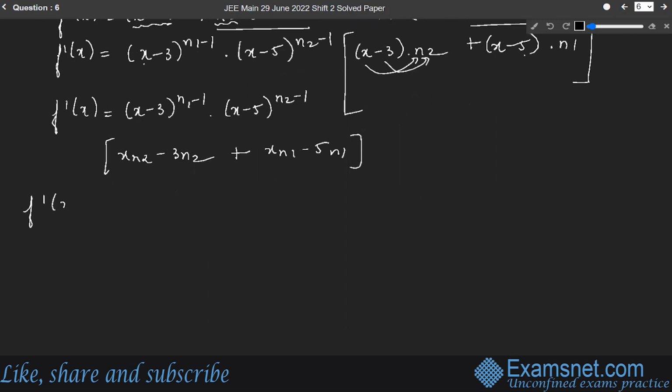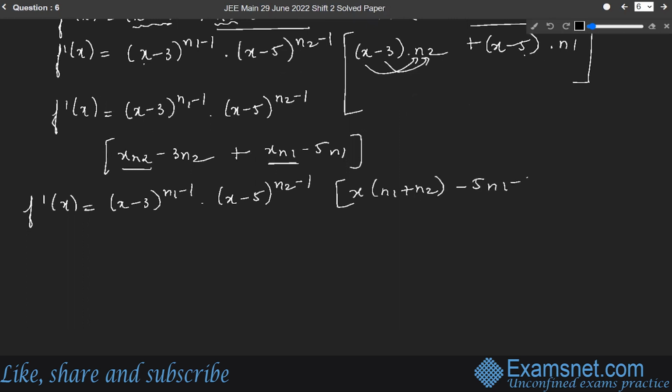So f dash x will be equal to (x minus 3) power (n1 minus 1) into (x minus 5) power (n2 minus 1). Again, in multiplication, you can see that we have x^n2 and x^n1. So if we take x common, then we get n1 plus n2, right? Then what are the remaining terms? Minus 5n1 minus 3n2. All right.